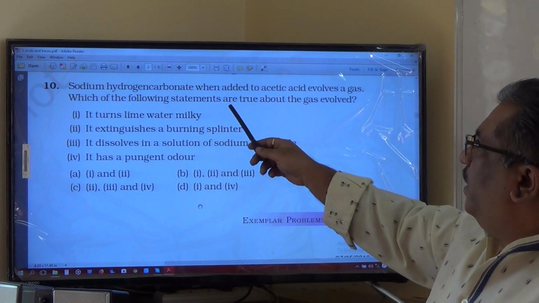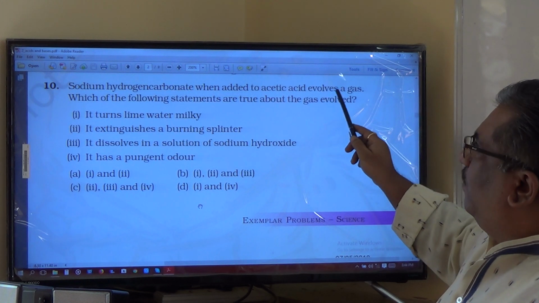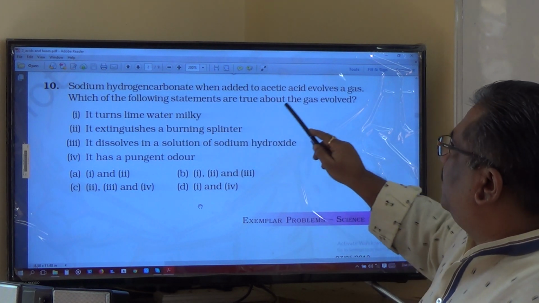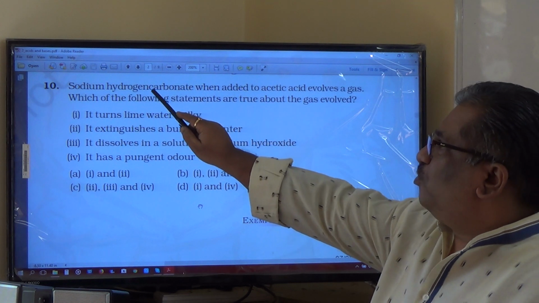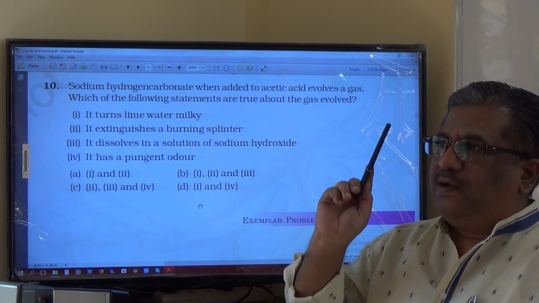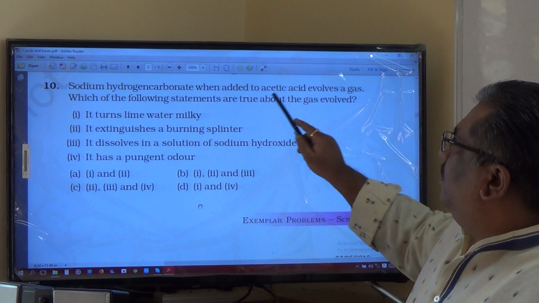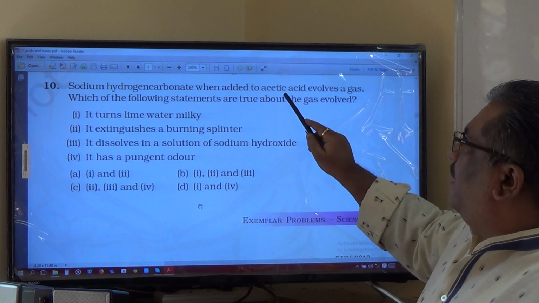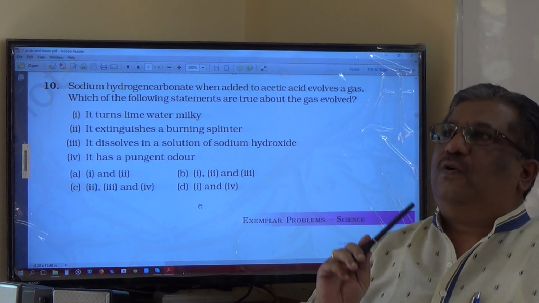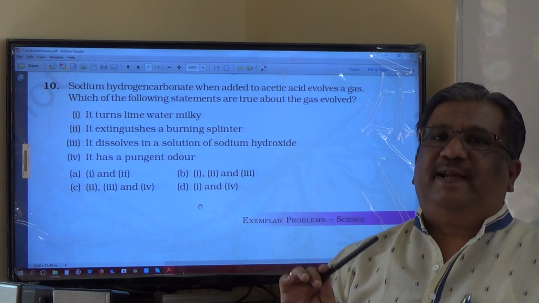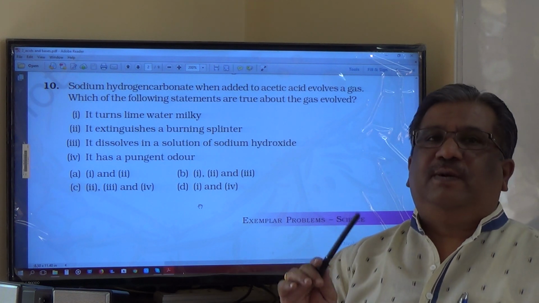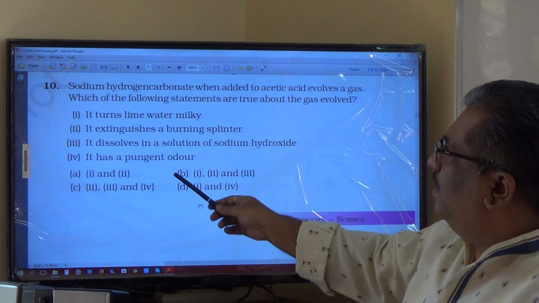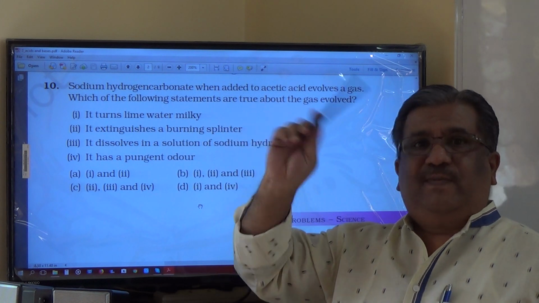Sodium hydrogen carbonate, when added to acetic acid, evolves a gas. Which of the following statements are true about the gas? See here, sodium hydrogen carbonate is a carbonate, and it reacts with acetic acid. How do hydrogen carbonates and carbonates react with acids? They evolve CO2 gas. And CO2 gas turns lime water milky.